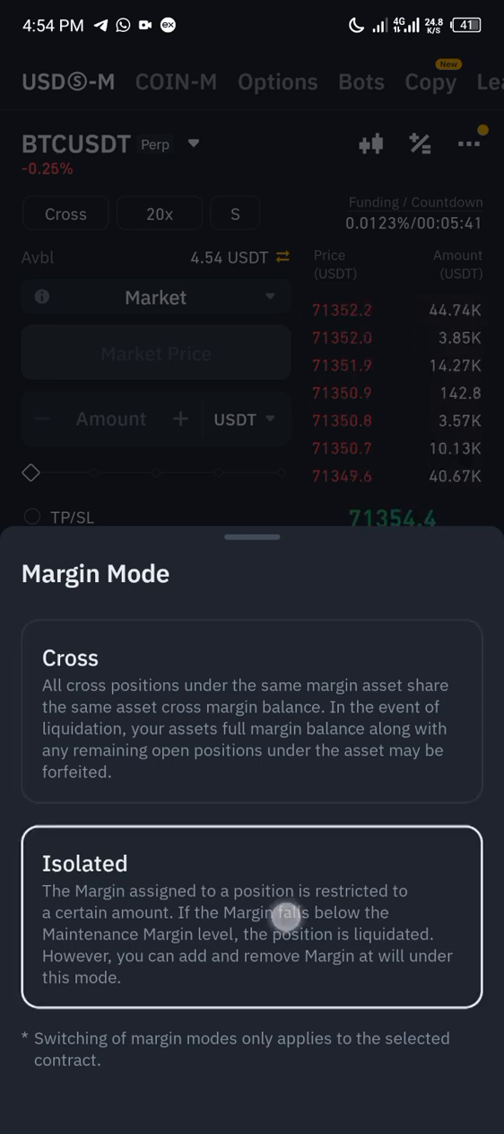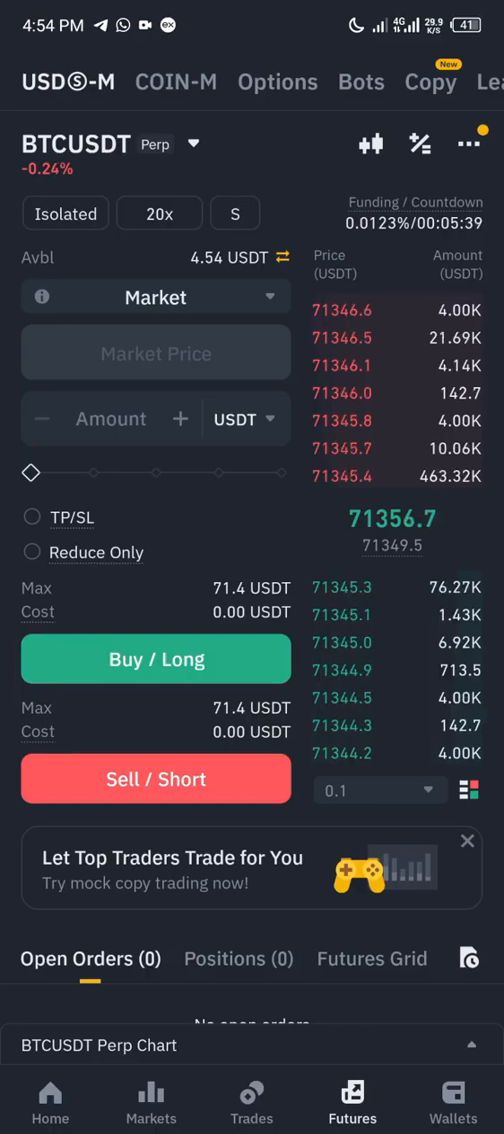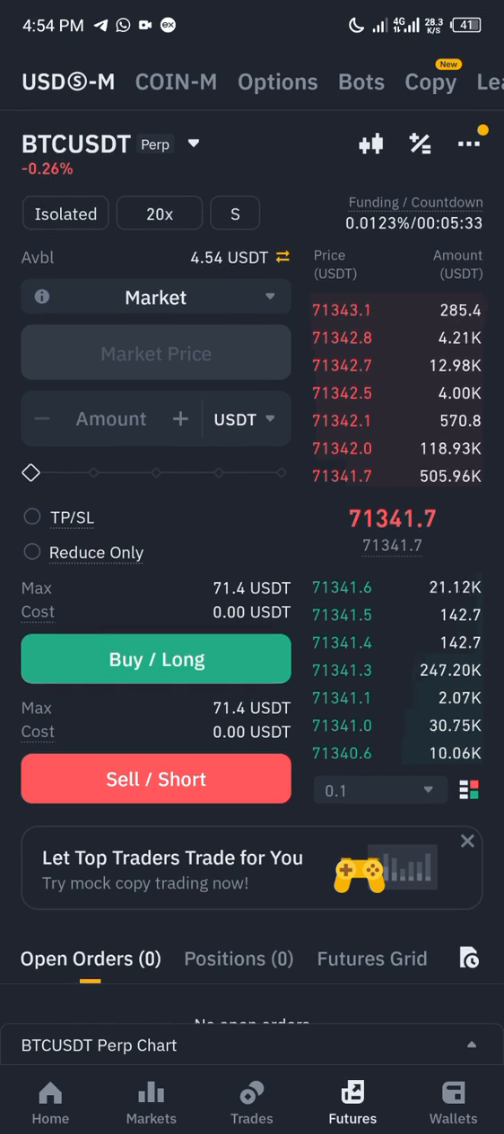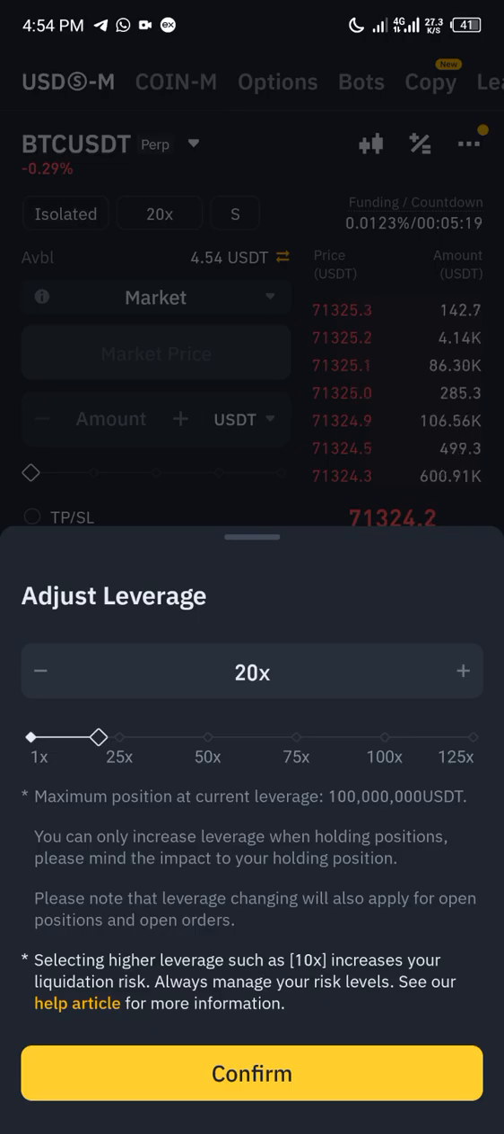But let me select isolated. So I've selected isolated. The next thing beside it is this right here. We call it leverage. The current leverage here is 20x. What is the work of leverage? Leverage allows you to leverage your amount or the current fund that you have in your account. So the current leverage I'm having here is 20x, and it's more preferable for you not to use too much leverage whenever you are trading.